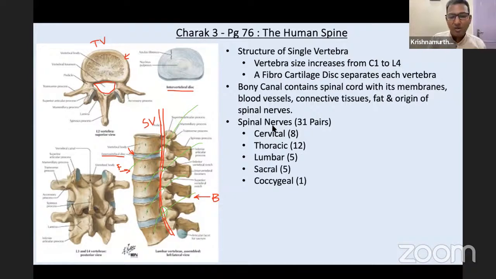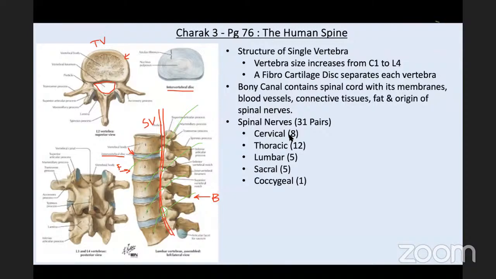Yes, exactly. In terms of the nerves, there are 31 pairs. Make a note of it. If I'm missing something, I'll get back to you. Cervical, 8. The bones are 7. The nerves are how much? 8 pairs. How? From the upper side also there is one.